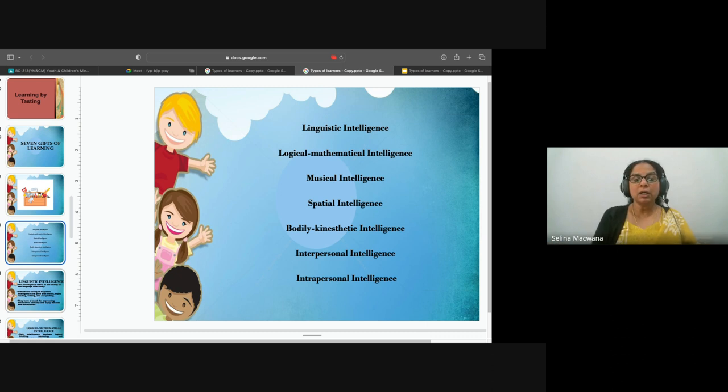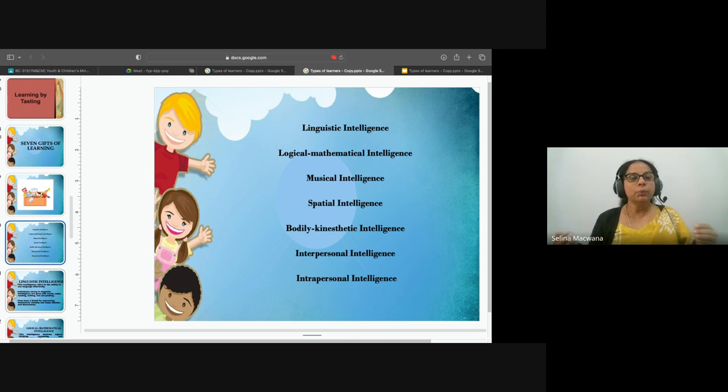According to Gardner, individuals have different strengths and learning styles, and education should aim to accommodate and develop these various intelligences. We see that in our present educational system, these things are slowly coming up. Parents are more open to children doing things they like, whether it's music or other fields, not just being doctors, engineers, teachers, and professors.